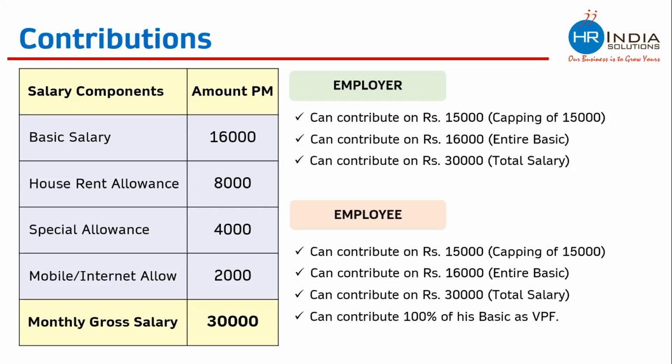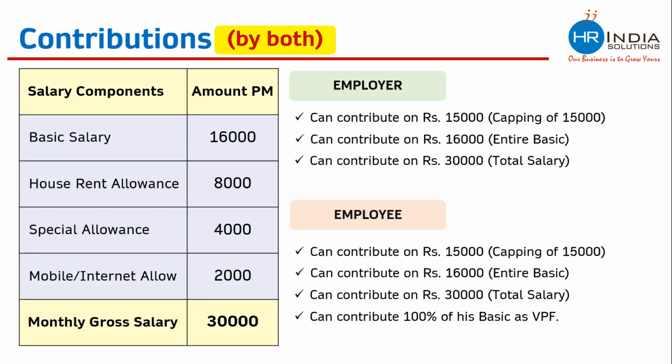Now, the employee has also got some kind of choices. Employee can also contribute on 15, saying that I would not like to contribute PF on more than 15,000, even if his basic is 16. Employee can limit his contribution on PF. Employee is also free to contribute on the entire basic, saying that I do not want to limit my contribution to 15,000. Employee has also a choice of contributing 12% on the total salary of 30,000. An employee has also a choice to contribute 100% of his basic as a voluntary provident fund.